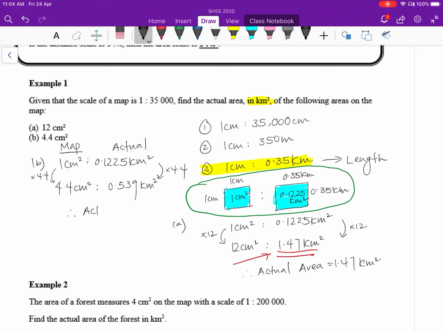Therefore, my actual area is 0.539 km square. Alright, example 1 is done. Let's take a look at example 2.